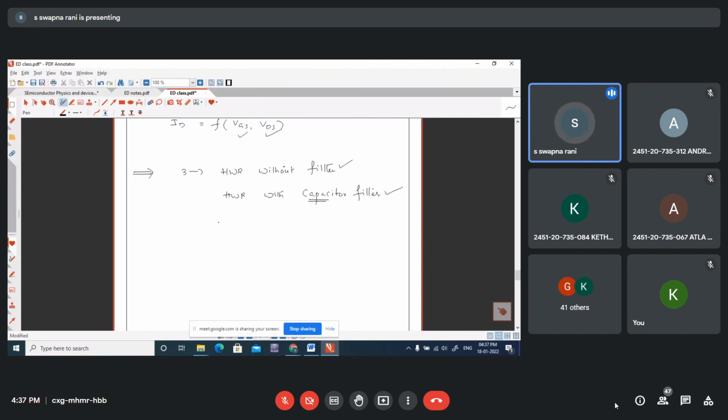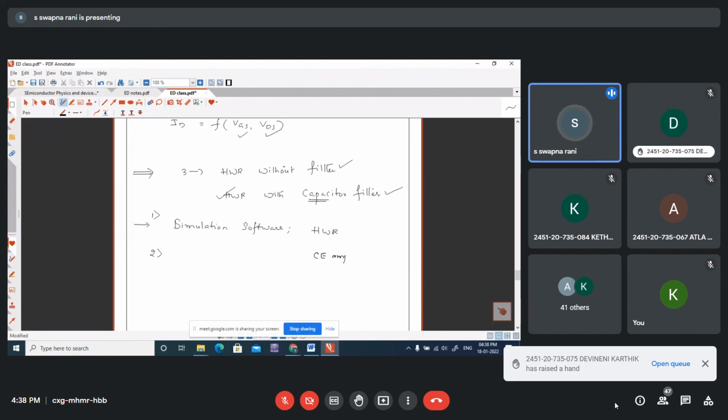I will show you, you have ACES and extra periods on Friday, right? So on this Friday I will try to show you how to simulate. Using simulation software, we will perform the half wave rectifier with the capacitor filter, and whichever results we observe in that simulation, we will write those observations in the lab record. And we will be performing two experiments using simulation. One is half wave rectifier and the second one is CE amplifier.